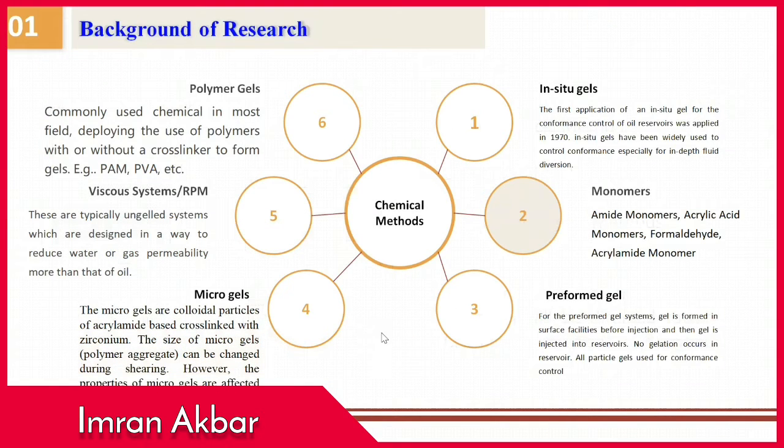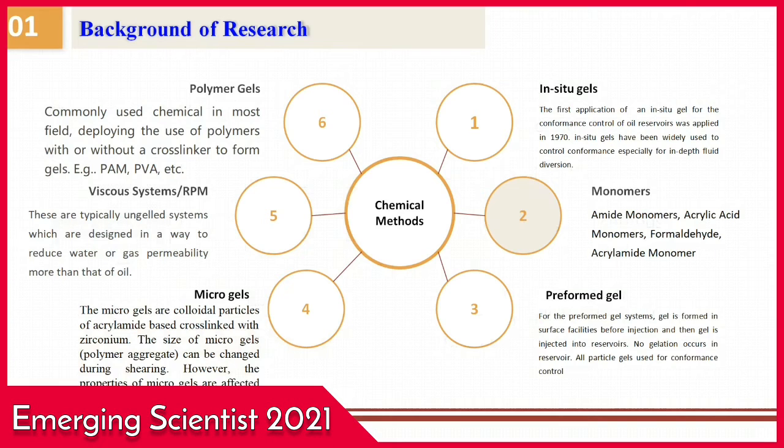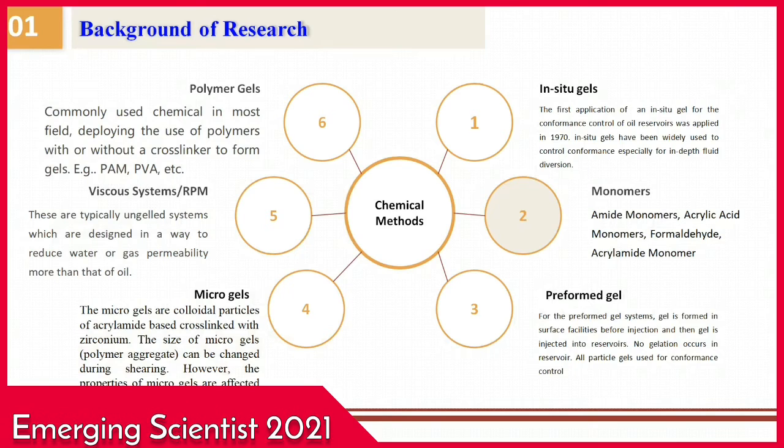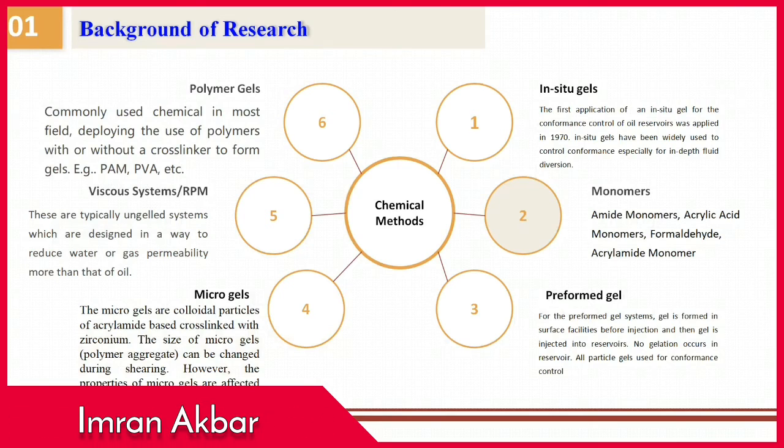Chemical methods involve different ways, like number one, in situ gels, number two, monomers, number three, preformed gels, number four, microgels, number five, viscous systems or RPMs, number six, polymer gels. In our research, we will use polymer gels and we will use nanosuspensions as chemical methods to displace the residual oil from low permeability layers.